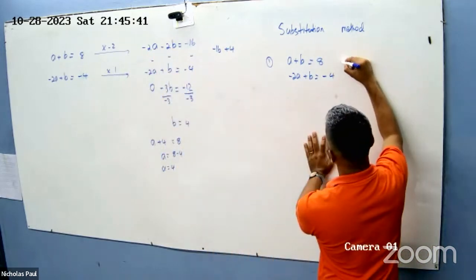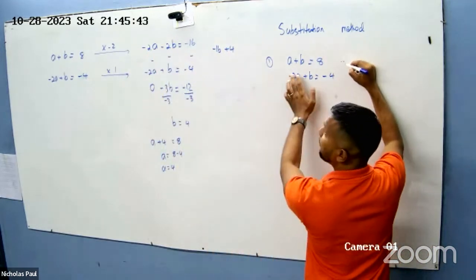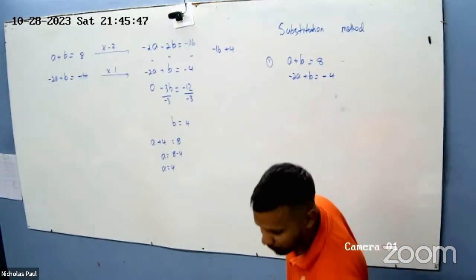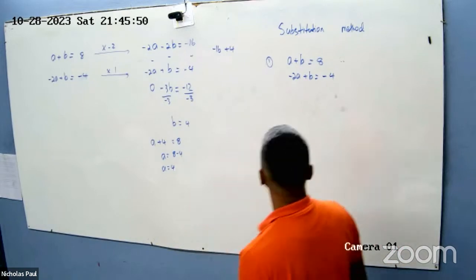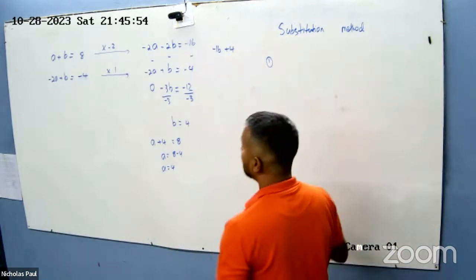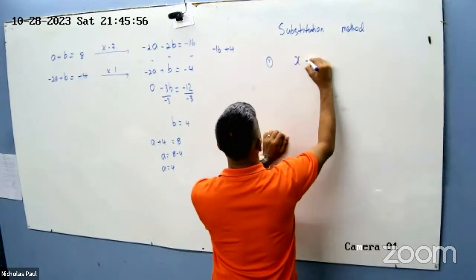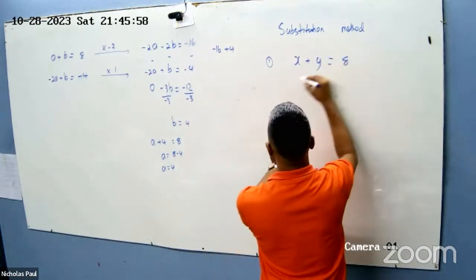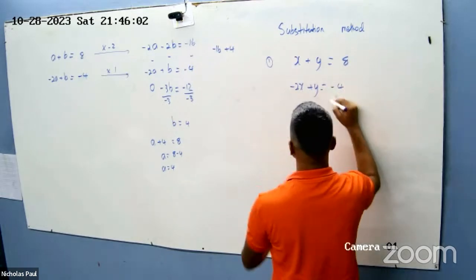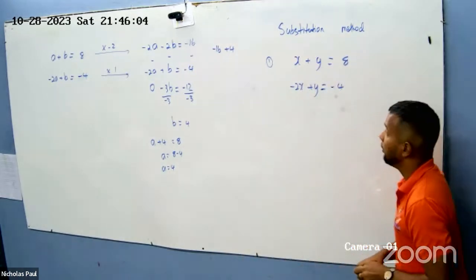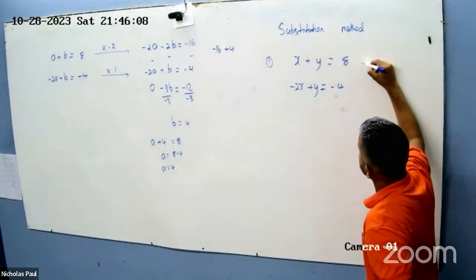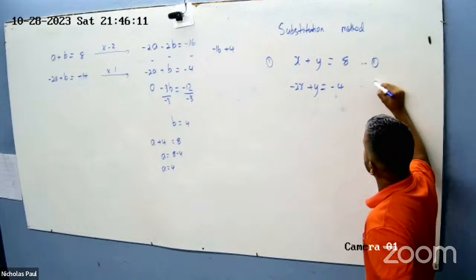So if I give you two equations here, A plus B is, hold on, I'm going to change the letter because some people say the B looks like this. So x plus y is 8, minus 2x plus y is minus 4. So here's what we would like to solve. This is equation 1. This is equation 2.